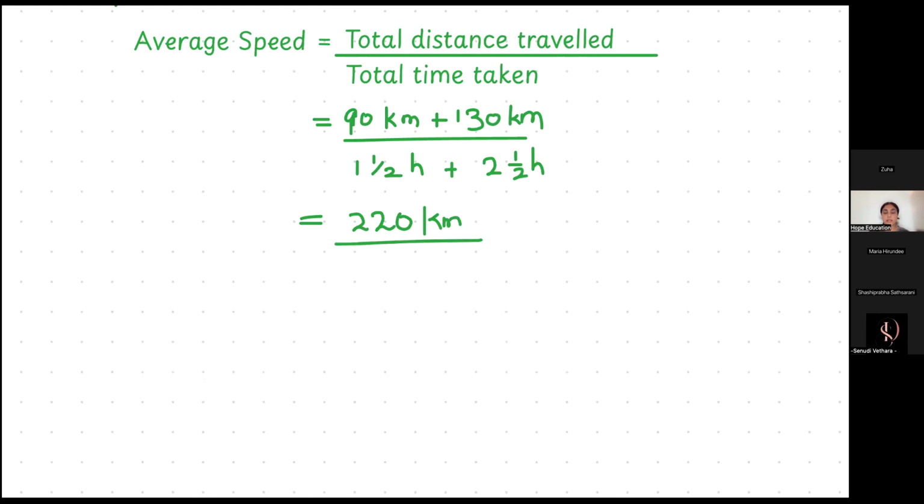1.5 and 2.5, 2 plus 1 is 3, 3 and a half plus half is 4. It's 4 hours. So we just have to divide. 4 times 5 is 20, 2 remaining. 55 kilometers per hour.